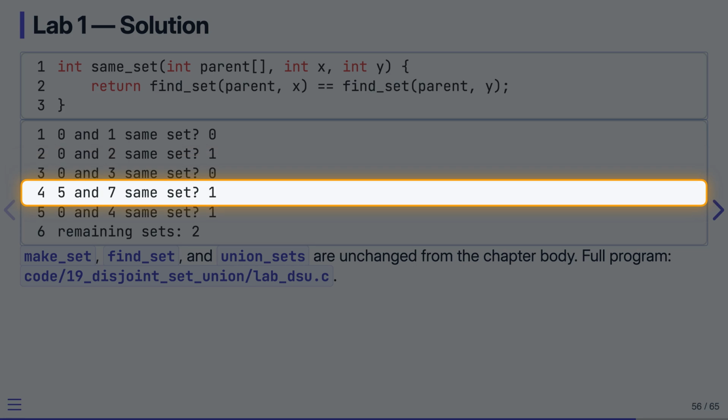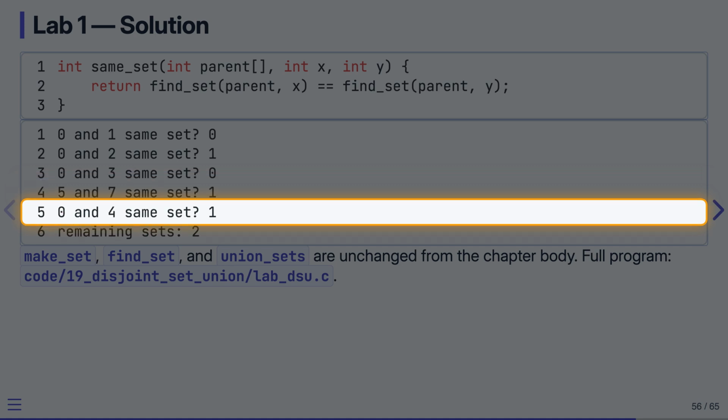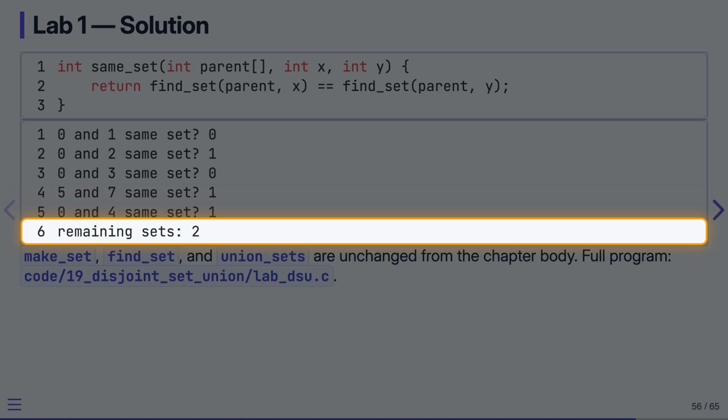5 and 7 same set, 1. The chain of unions joined them. 0 and 4 same set, 1. After the last union, both groups merged into 1. And remaining sets, 2. Everything collapsed down to just 2 groups. Make set, find set, and union sets are unchanged from the chapter body.